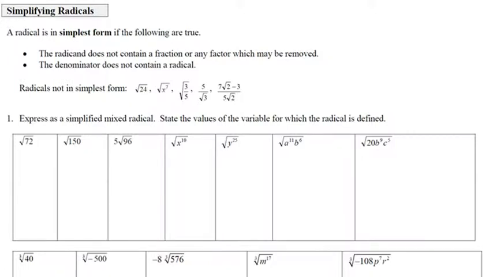All right, simplifying radicals. So you've done this before, right? We're going to just step it up a notch. A radical is in its simplest form if the following are true. The radicand does not contain a fraction or any factor which may be removed, and the denominator does not contain a radical. So we are not allowed to have radicals in the denominator, like this, this, or this. Okay? We are not allowed to have a factor in there which can be removed.